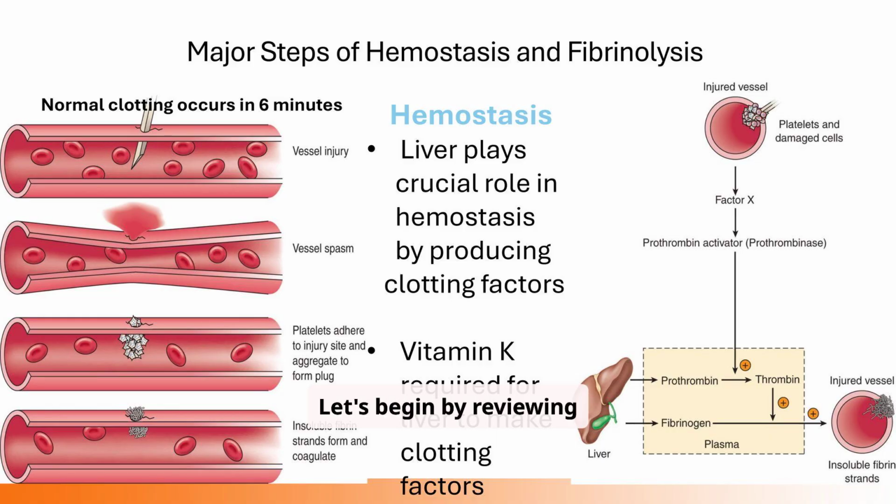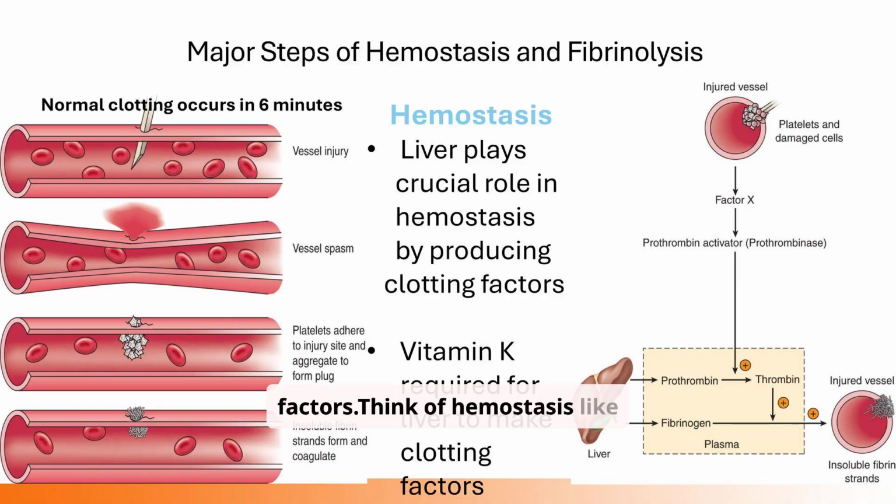Let's begin by reviewing the normal process of hemostasis, which is the body's way of stopping bleeding. This involves several key steps, starting with vessel spasm to reduce blood flow. Platelets then adhere to the injury site, forming a plug. Finally, fibrin strands create a mesh that strengthens the plug, leading to clot formation. The liver and vitamin K are essential for producing many of these clotting factors.